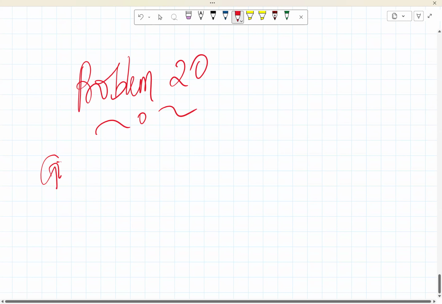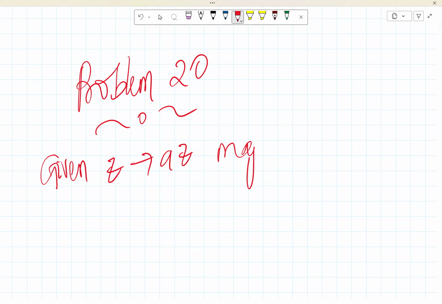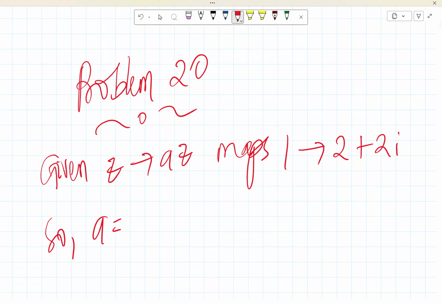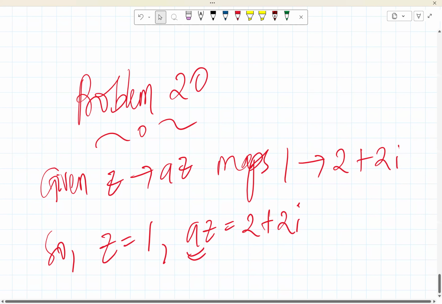So we are given Z mapped to AZ, and the actual mapping is 1 going to 2 plus 2i. So we see here that, at least we know Z, right? We know Z is equal to 1, right? And then AZ is equal to 2 plus 2i. So what we are looking for now is this A.